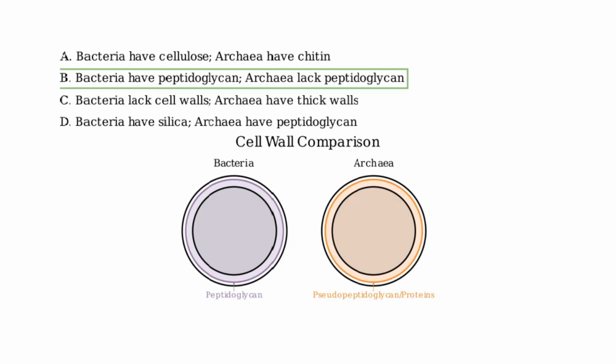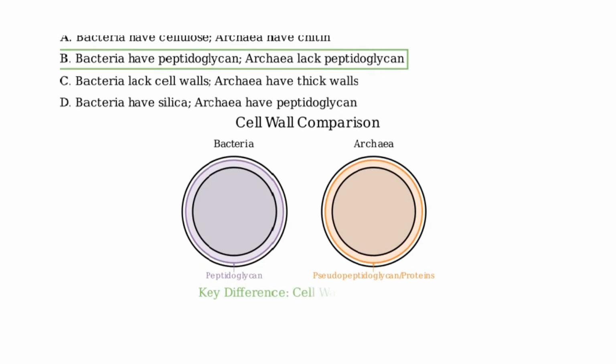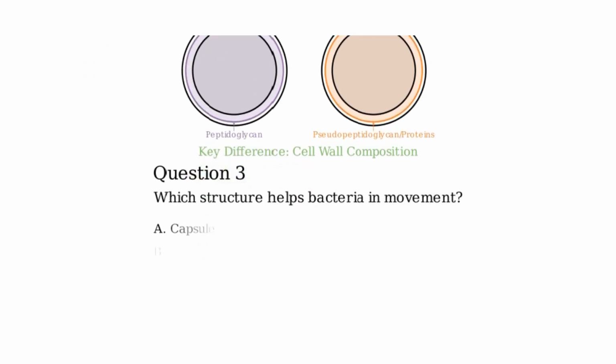Bacterial cell walls contain peptidoglycan, a mesh-like polymer consisting of sugars and amino acids. This gives bacterial cells rigidity and protection. Archaeal cell walls, on the other hand, lack peptidoglycan and instead have pseudopeptidoglycan or proteins as their cell wall material. This is a significant biochemical difference between these two domains of life and helps scientists classify prokaryotes into their appropriate groups.